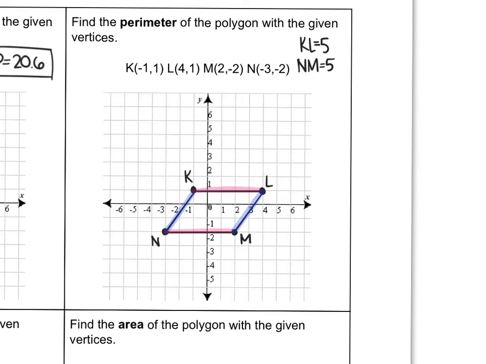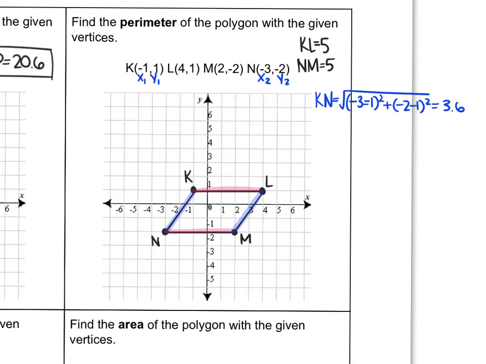So let's go ahead and do KN first. I'm going to go ahead and label K as x1, y1, and N as x2, y2. It'll be -2 minus -1 squared plus, that should be -3 minus -1 squared. Over here, it's -2 minus 1 squared. Go ahead and type that in your calculator. For KN, you should be getting 3.6.